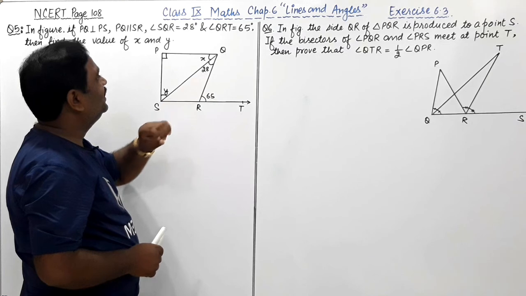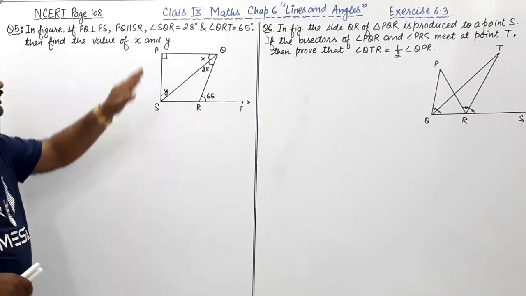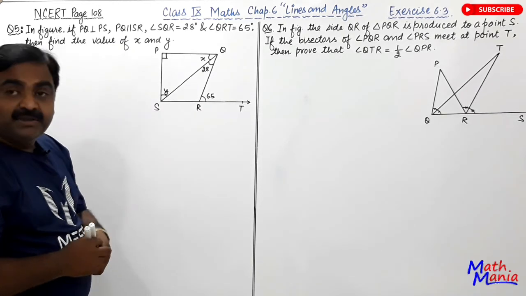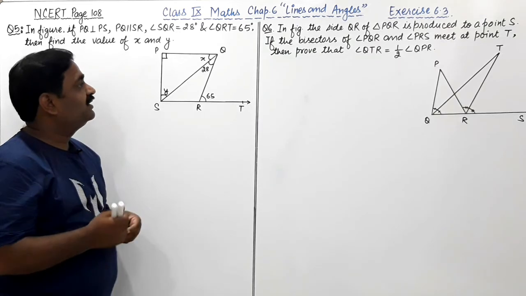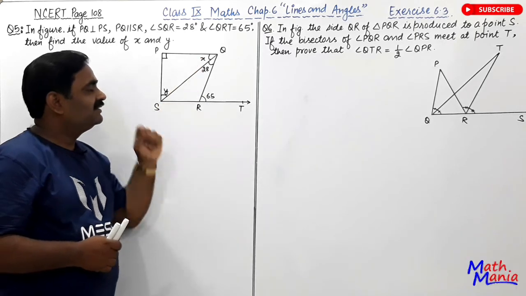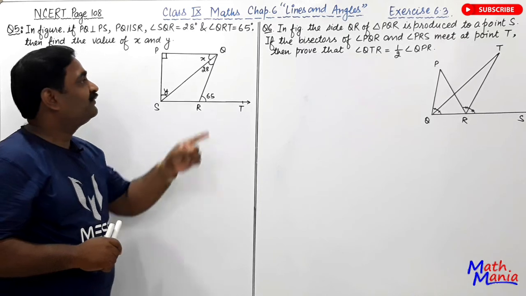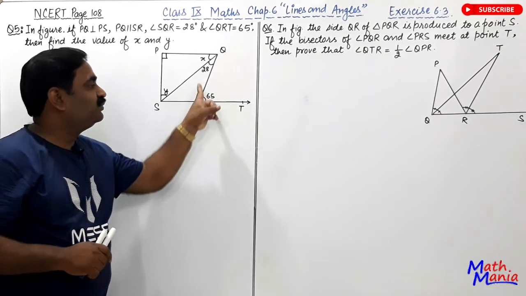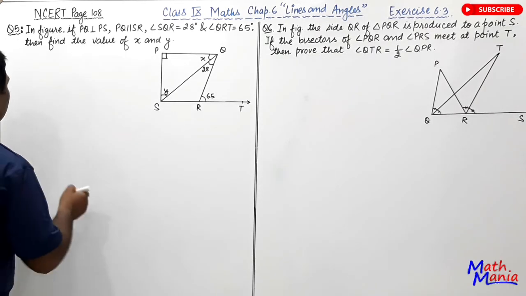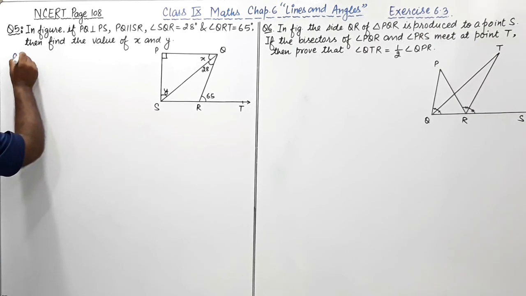Now, angle SQR is 28 degrees and angle QRT is 65 degrees. Find the values of X and Y. Right friends? To find the values of X and Y, you need to see the triangle SQR. In this, SR is produced up to the point T. Therefore, we get angle QRT as an exterior angle. So let's see the solution of this question and understand it properly.